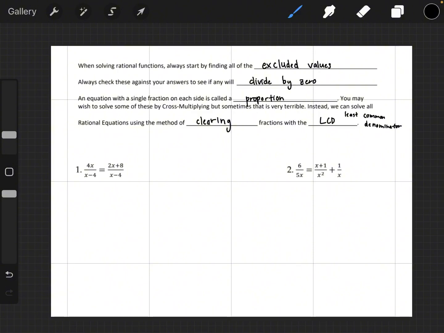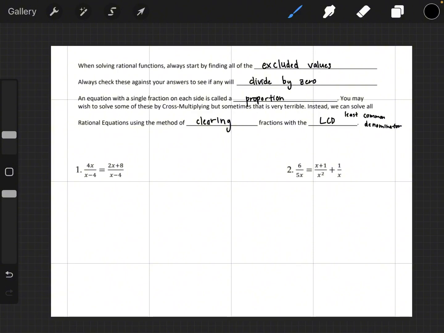And we'll always check these against our answers to see if any will divide by 0. The reason we do this is because in math, we cannot divide by 0. So if any of those values in the denominator will equal 0, then there is no solution.